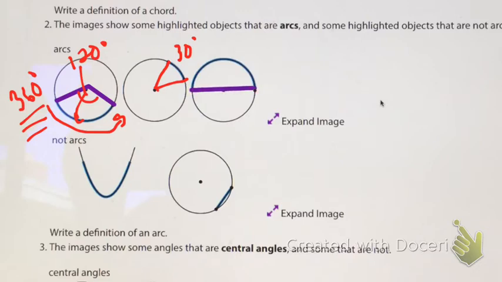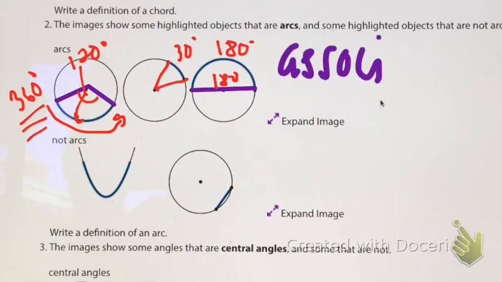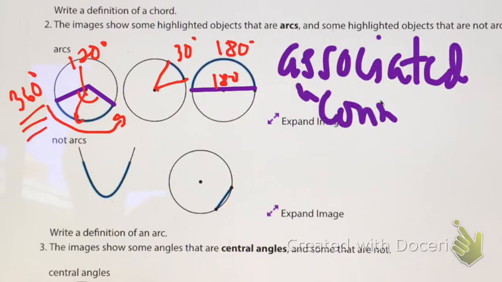As long as I can draw a diameter. There we go. So that central angle is 180 degrees, and the arc associated with it. And when I say associated, that really just means connected to. So that arc and that angle are equal. Associated arcs and their angles are equal.